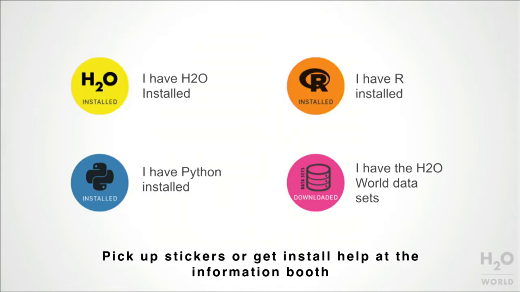So again, for this tutorial, you're going to have to have H2O installed, and either R or Python installed. I am going to go through the same workflow on three different platforms at the same time. So you just have to have one or the other installed and pick your poison, essentially. If you're comfortable in R, run the R script. If you're comfortable in Python, run the Python script.